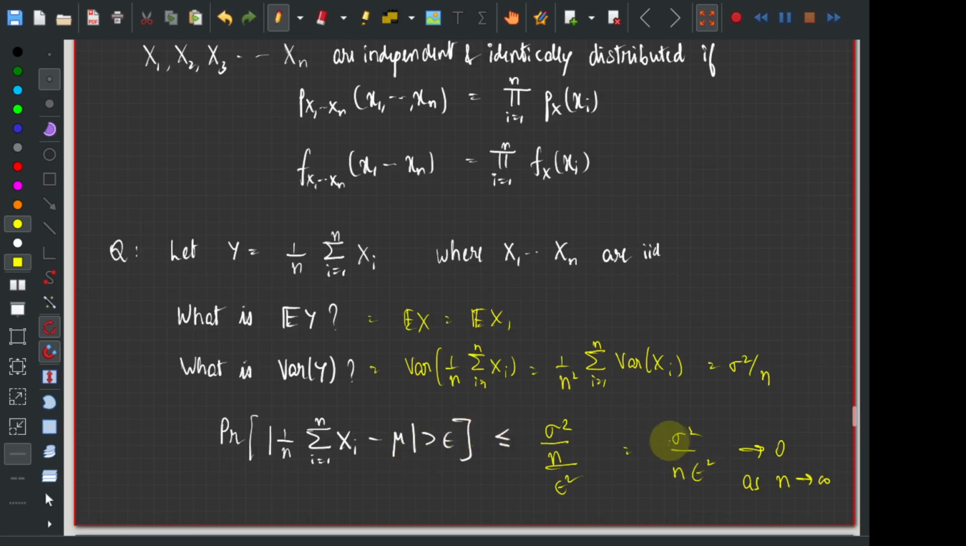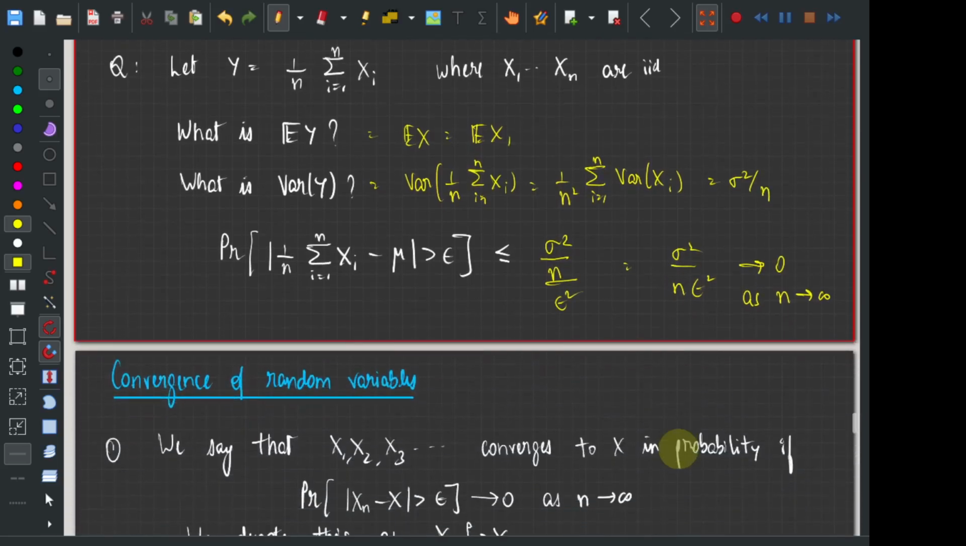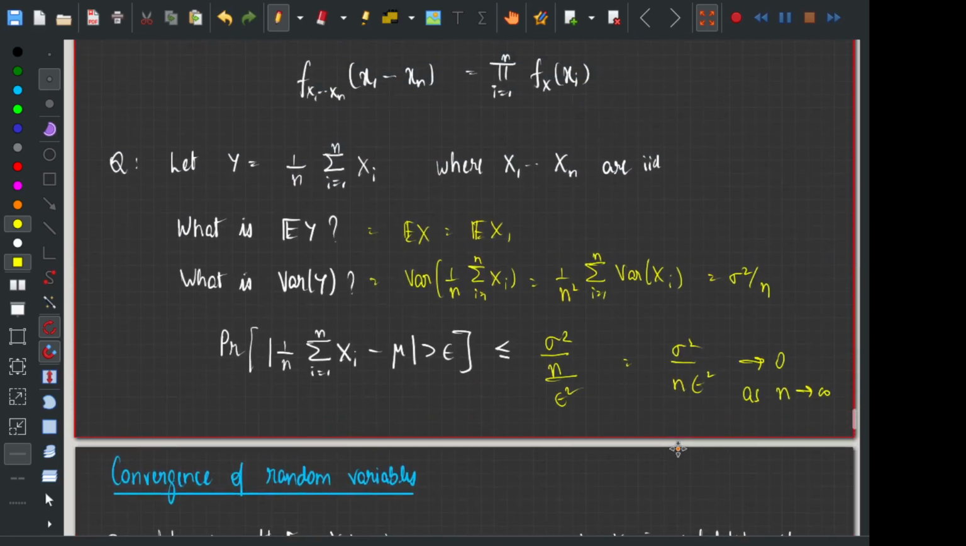Correct? And the decay is, at least according to this, it decays as 1 over n. But as it turns out, you can prove an even tighter bound. Let's see that in the next class. But this suggests that there is some sort of a convergence phenomenon going on. As I let n grow larger and larger, if I look at this particular random variable, 1 over n times summation i equal to 1 to n xi, this is converging to mu in some sense.